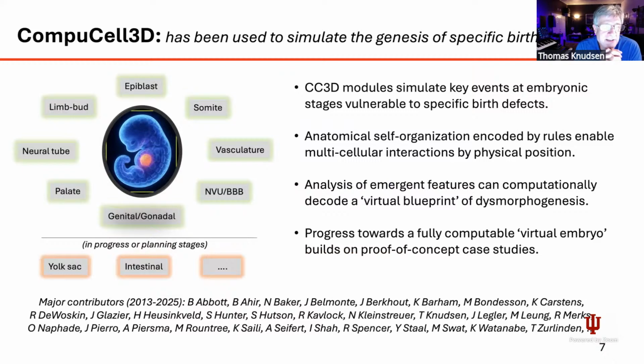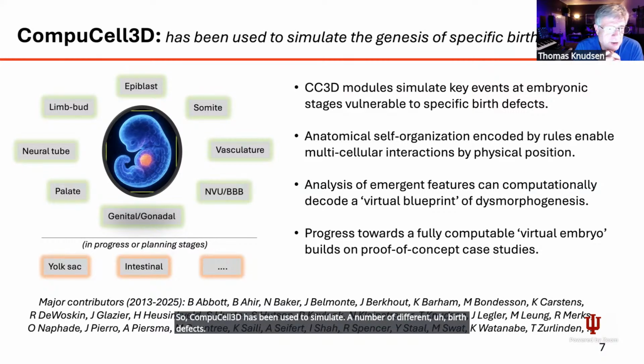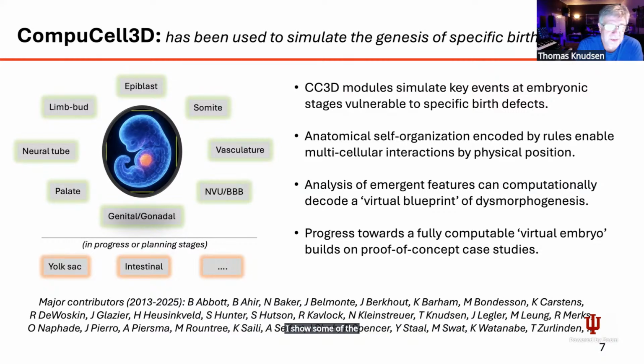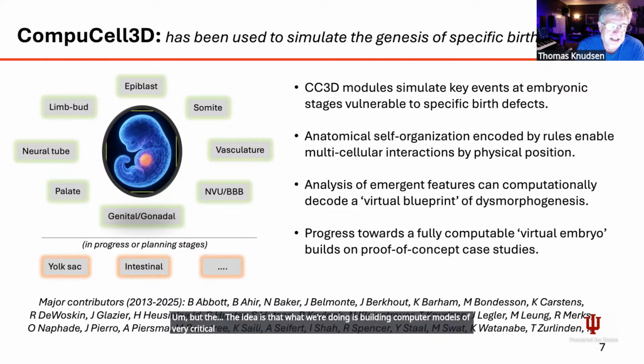So CompuCell3D has been used to simulate a number of different birth defects. I show some of the systems that have been published or reported to date. I'll talk about some of these. But the idea is that what we're doing is building computer models of very critical developmental events that we know can be perturbed to cause specific birth defects.